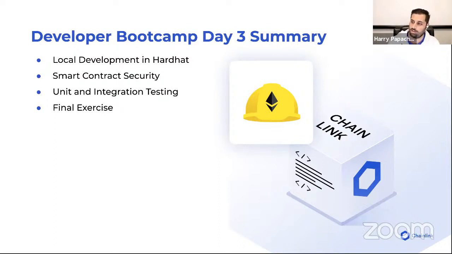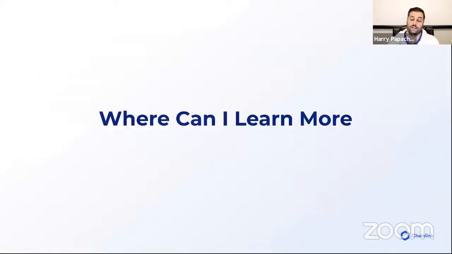Cool. So the day 3 summary of today: we played around with local development in Hardhat and we forked the mainnet. We talked a little bit about smart contract security, and you guys ran some unit and integration tests and understood the difference between them. And then we did an exercise at the end where you created a smart contract that uses Chainlink in a couple of different ways, and you deployed it to the Kovan network. You created a test for it, and hopefully you checked it into GitHub as well and got some experience in doing that. So let's talk about where you can go to learn more now that you're at a place where you know you can do some of these things and you want to continue to learn.